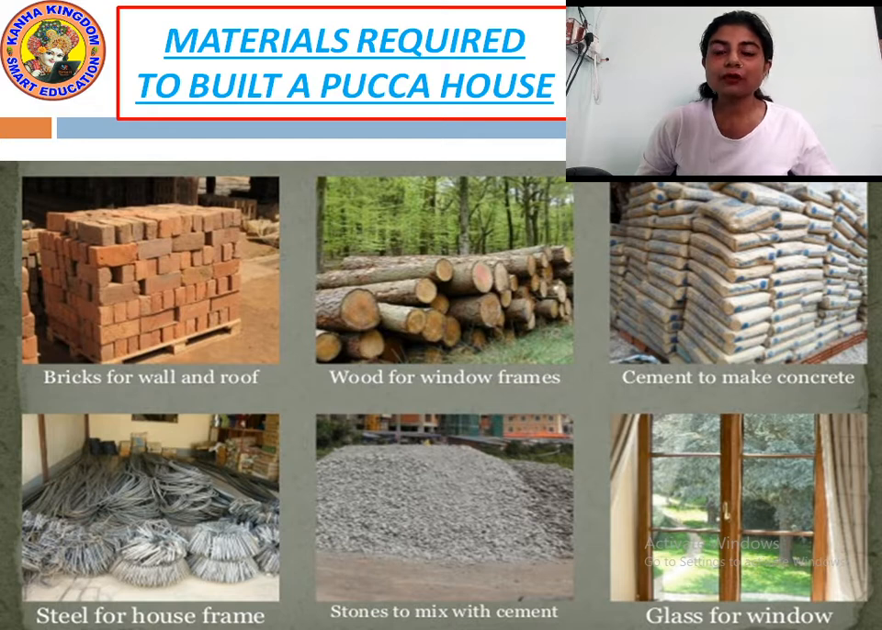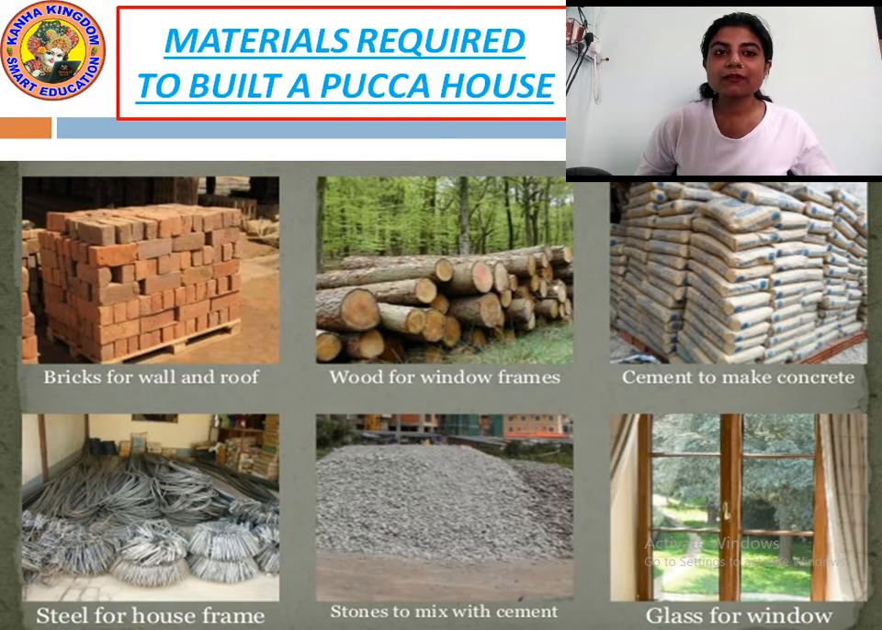Then wood for window frames. Yes or no? You have windows at your home. How are they made? The frames of the windows are made up of wood. Wood for window frames, and cement to make concrete for the wall. Yes or no? We need cement to make concrete.